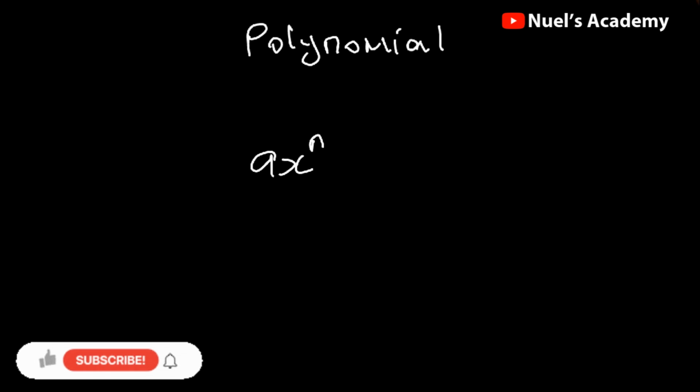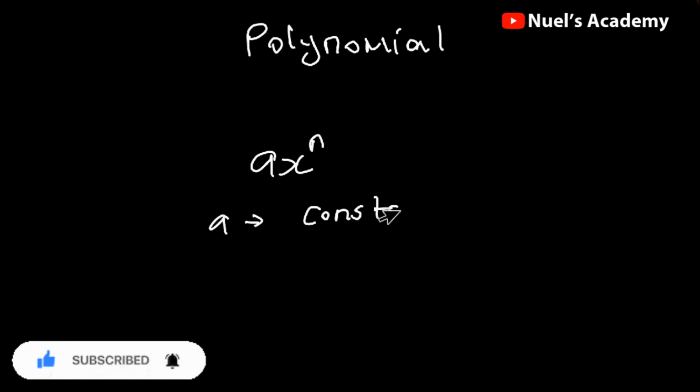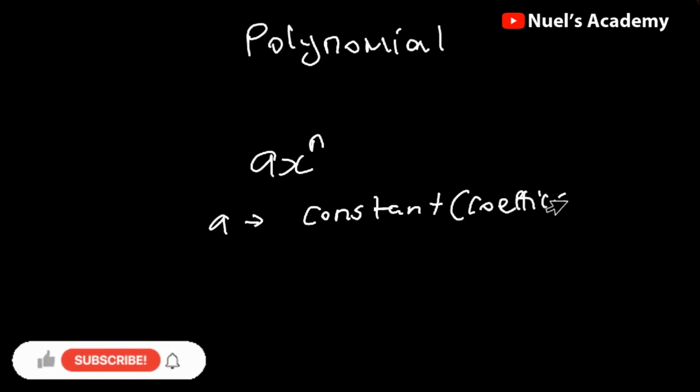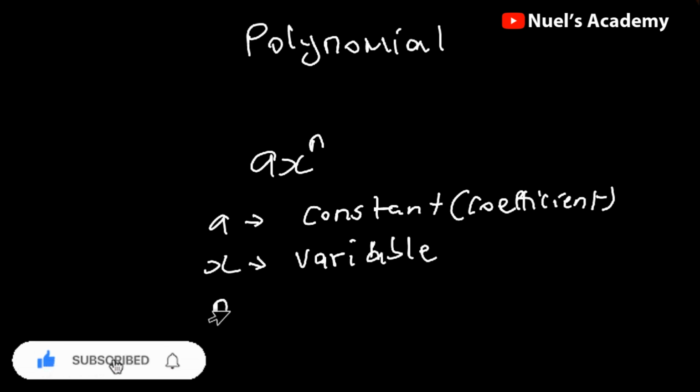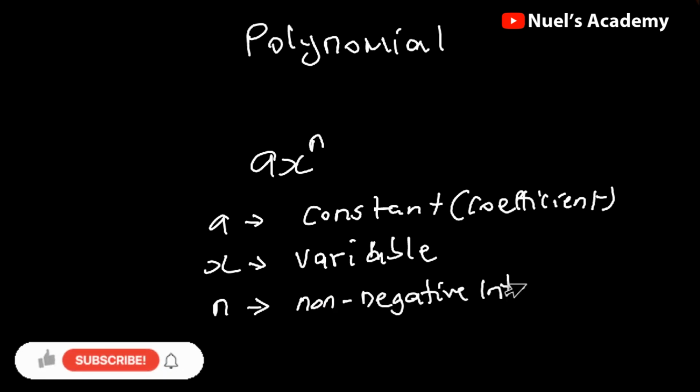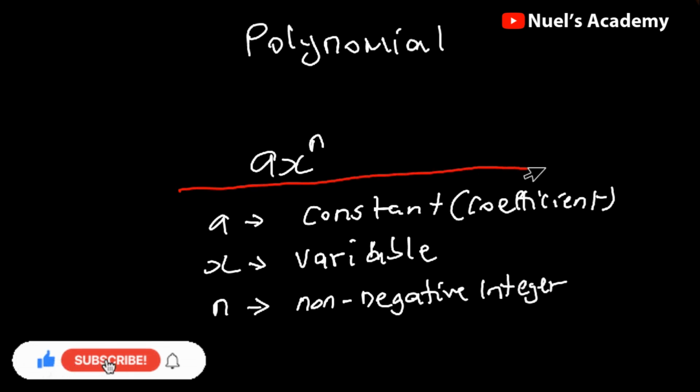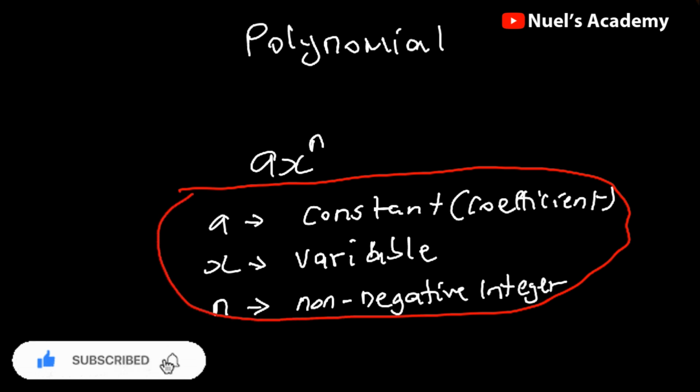So what is a polynomial? A polynomial is an algebraic expression of the form ax raised to the power of n, where a is a constant or coefficient of the variable, then x takes the form of the variable, and n represents a non-negative integer. So an algebraic expression that satisfies these two conditions is referred to as a polynomial.